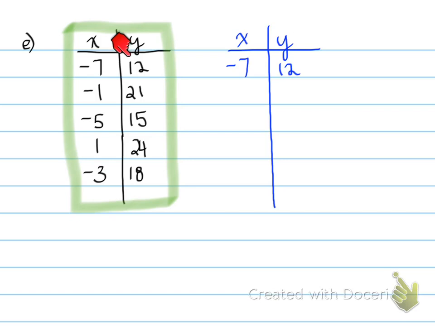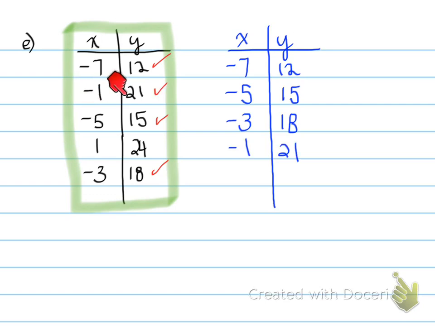Next, we will do the next number that's in order, and that would be -5. So -5 and 15 go together. Next comes -3. -3 and 18 go together. Next, -1. -1 and 21 go together. And finally, 1 and 24.